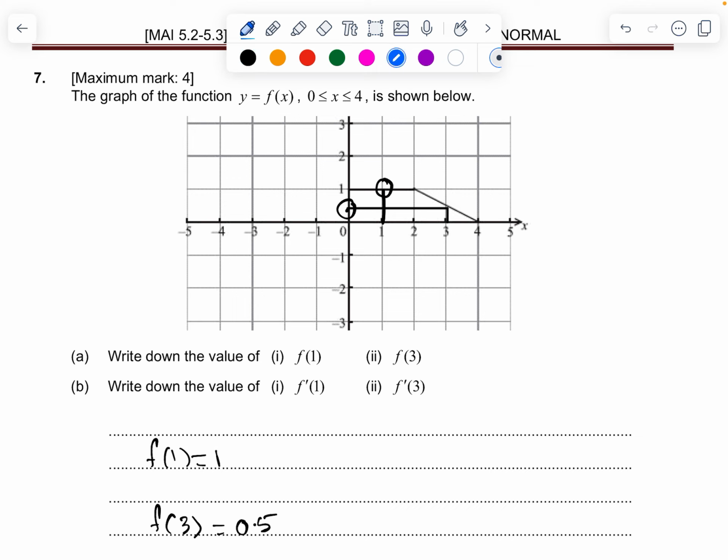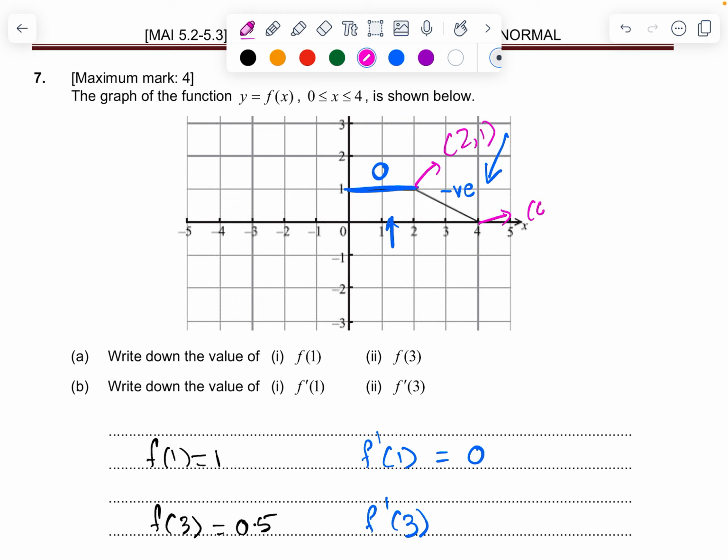Next, f prime 1. What is the meaning of f prime 1? Derivative. You can see that at this point, it is neither going up nor going down, so the derivative of this part is going to be 0, and the derivative of this part is going to be negative. So 1 comes in this part, so the derivative is going to be 0. F prime 3 comes in this negative part, so I'm going to find the gradient of this line, 2 comma 1 and 4 comma 0. So gradient is y2 minus y1 by x2 minus x1, which is negative 1 by 2. So the gradient is negative 1 by 2.